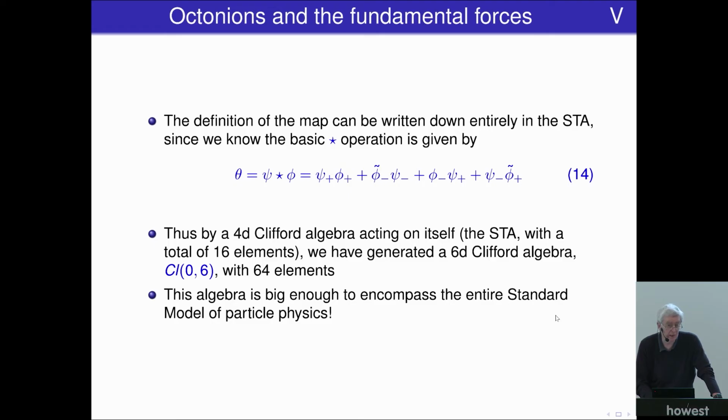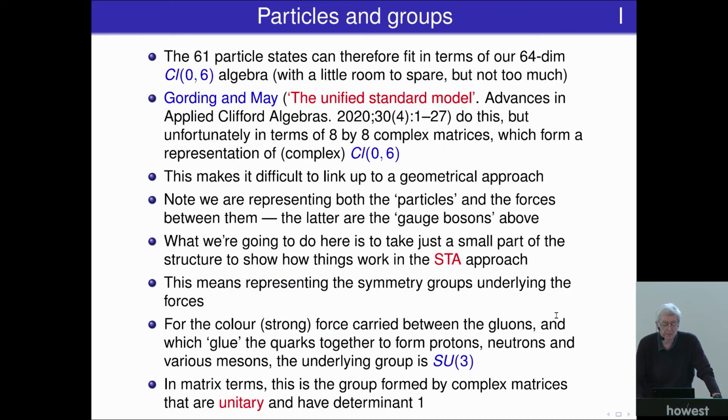And so people have been very interested in the idea that the Clifford algebra Cl(0,6), which has 64 elements, could represent all the particle states that we need in the standard model, with a little room to spare, but not too much. So there's not too much room for any extra particles in this. And indeed, Gording and May, in an article in Advances in Applied Clifford Algebras, do this. But unfortunately, they do it entirely in terms of 8x8 complex matrix representations of Cl(0,6), and it makes it very difficult to link up to a geometrical approach.